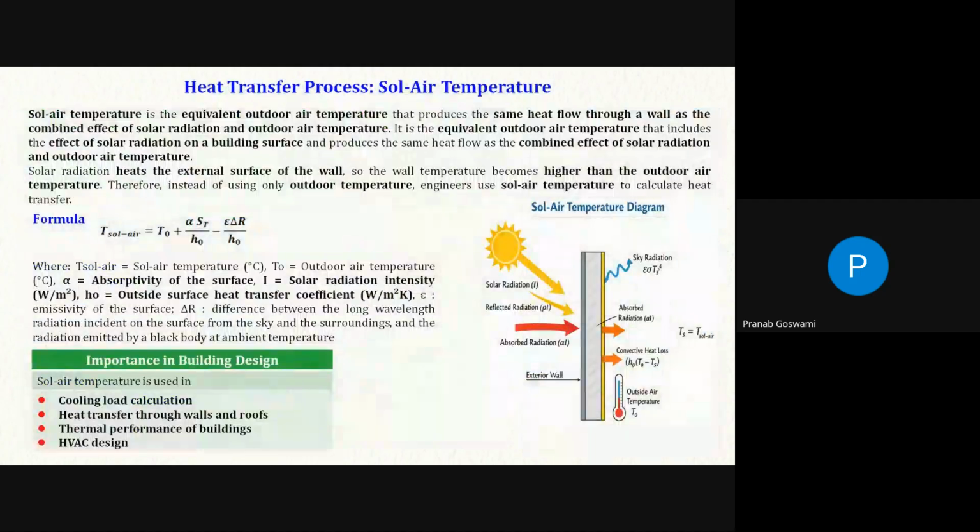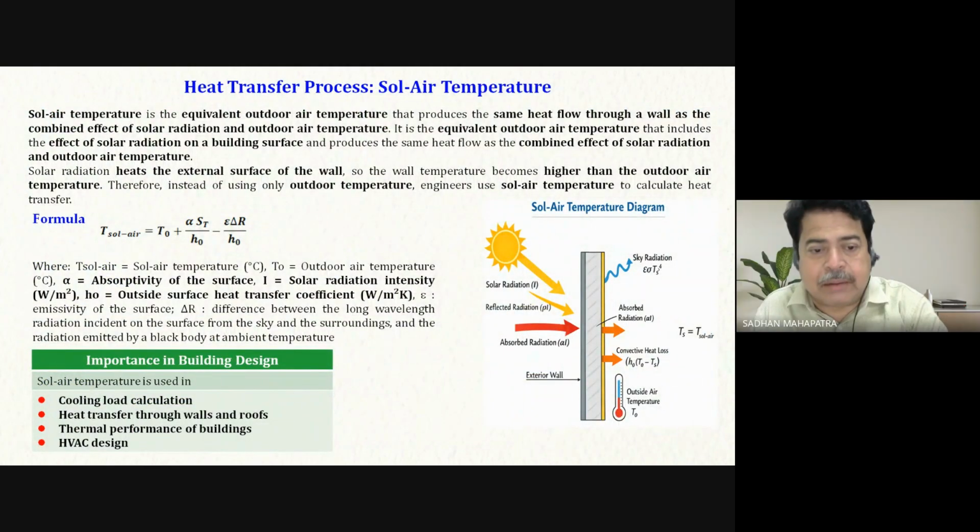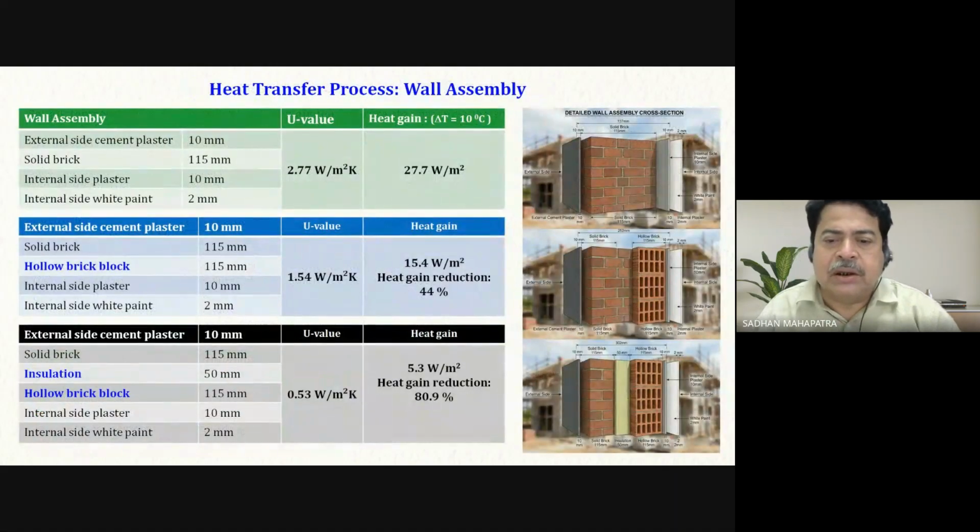Sir, how is it calculated? Heat gain reduction? I will come to that. Heat gain reduction, you can calculate simply. This is your heat gain, minus this, divided by this, so this will be 44. This minus this divided by this, so you will get 81%.